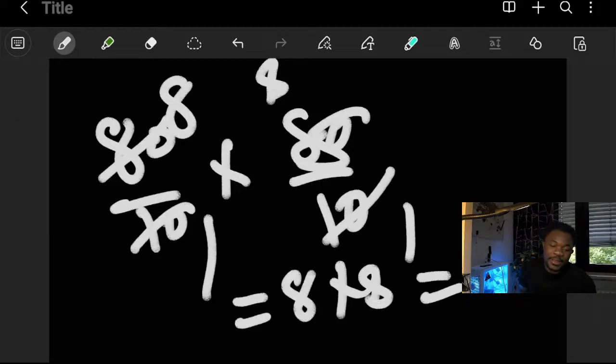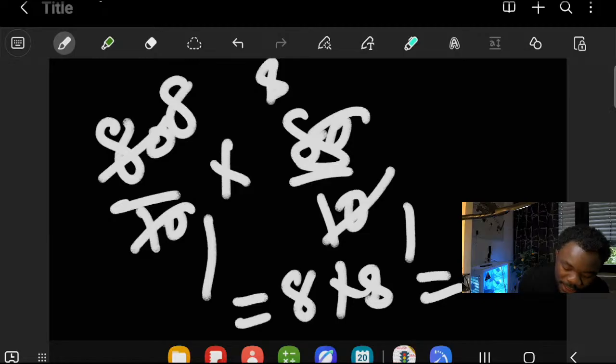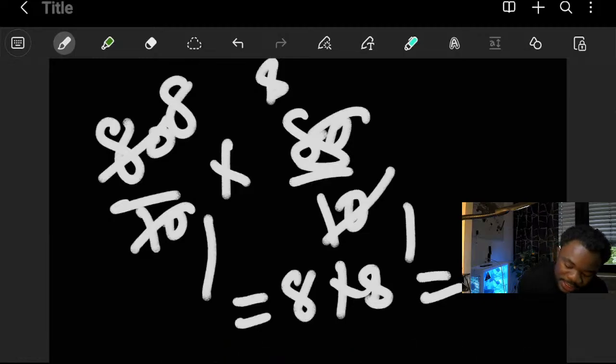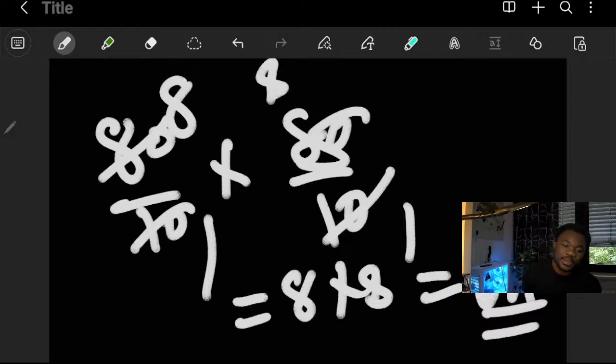So it is not really difficult. No matter what speed they give you on exam day, just know how to get to your answer. Know the formula. Knowing the formula is very important. So what's 8 times 8? It's 64, of course. 64 meters.